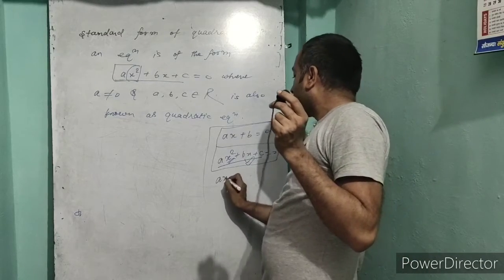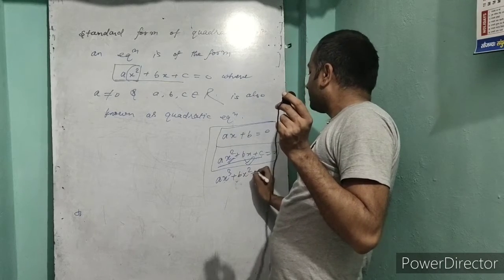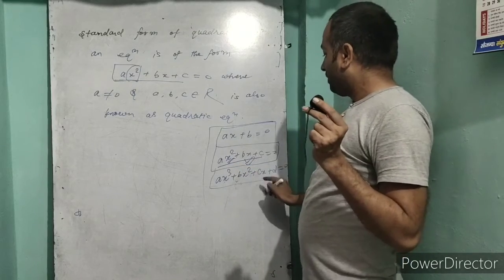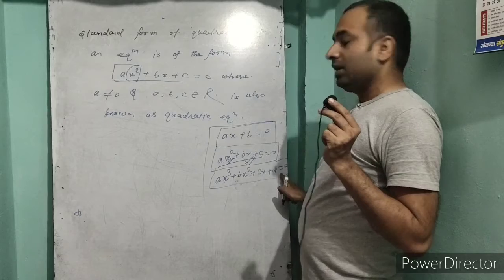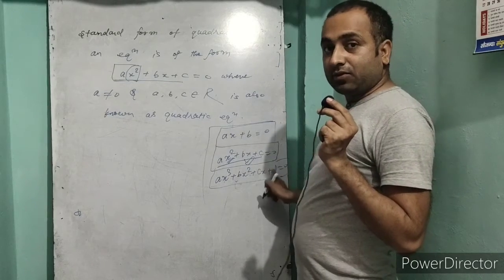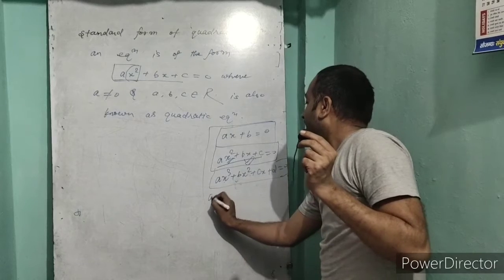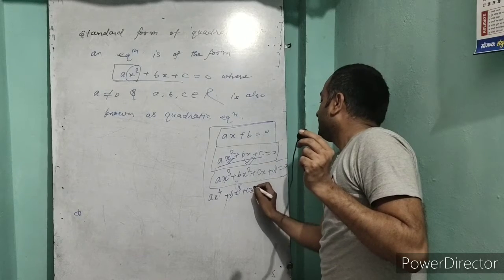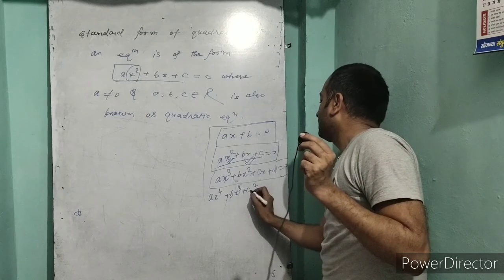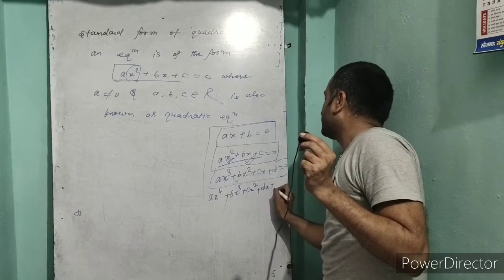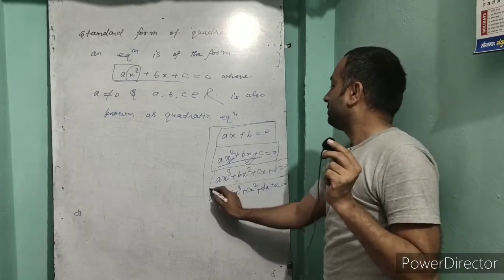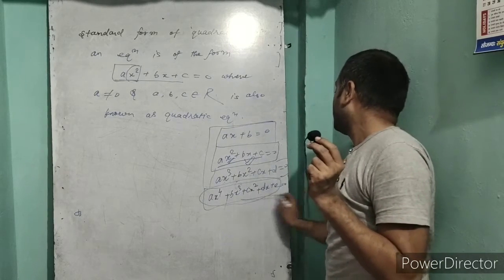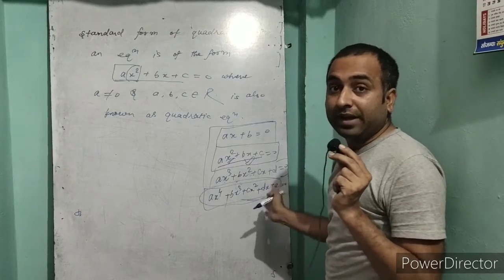And suppose it is ax cube plus bx square plus cx plus d equals 0. So this gives you a cubic polynomial, and this whole equation, if you involve equal 0, is a cubic equation. And if ax to the power 4 plus bx cube plus cx square plus dx plus e equals 0, this polynomial is called a biquadratic polynomial, and the whole equation is known as a biquadratic equation.